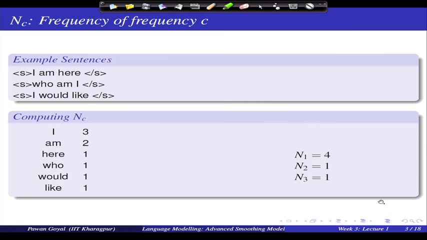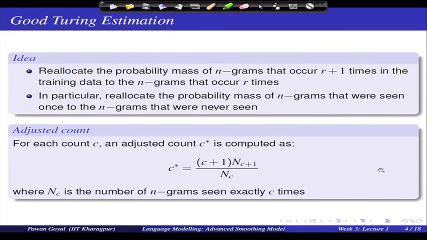Now how do I use that in the Good-Turing estimate? What is the idea? This we discussed earlier. I want to reallocate the probability mass of n-grams that occur r+1 times in the training data to the n-grams that occur r times. Specifically, you want to use the n-grams that occur once to find the probability mass for the n-grams that occur 0 times, but you do that in general: the n-grams that occur r+1 times are used for those that occur r times.